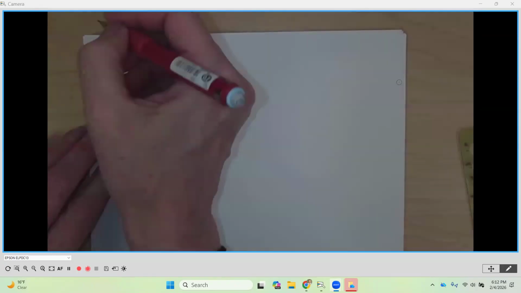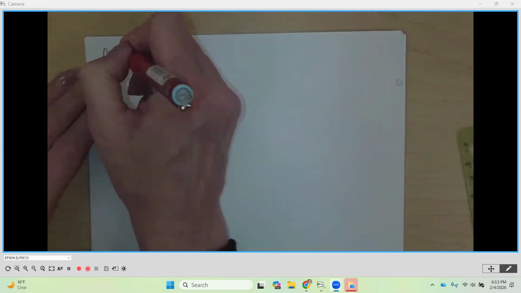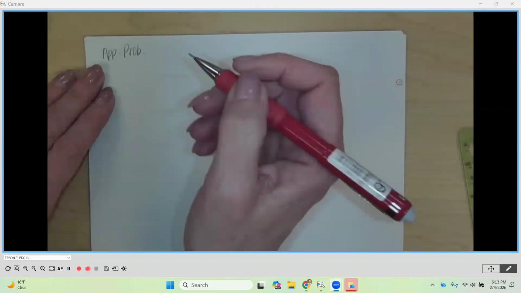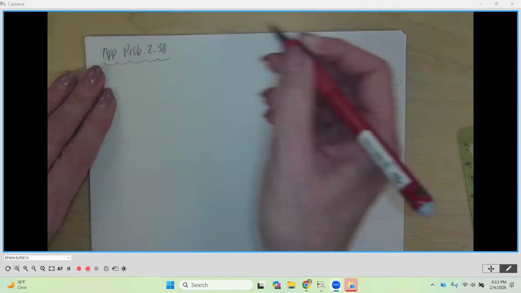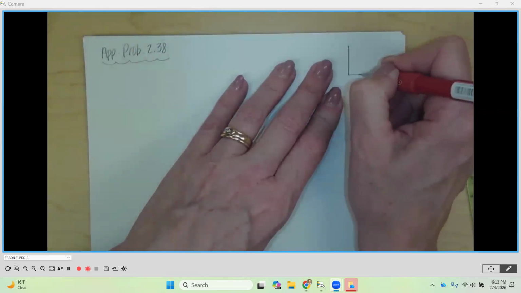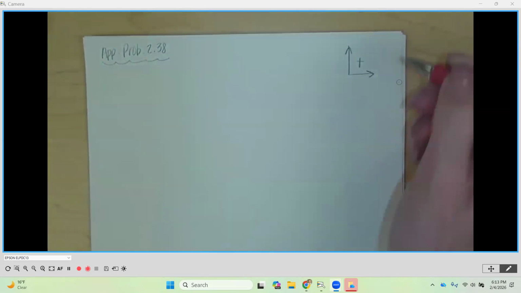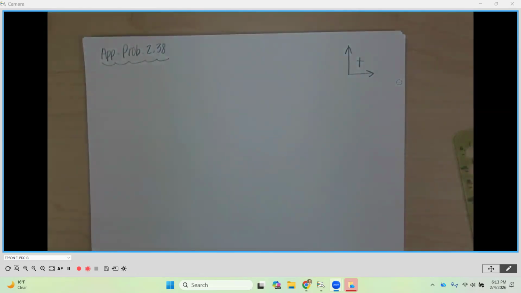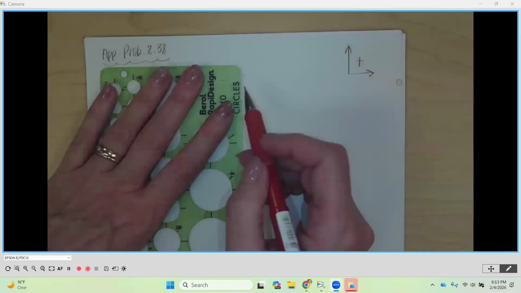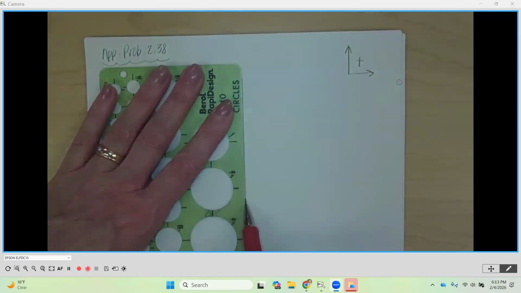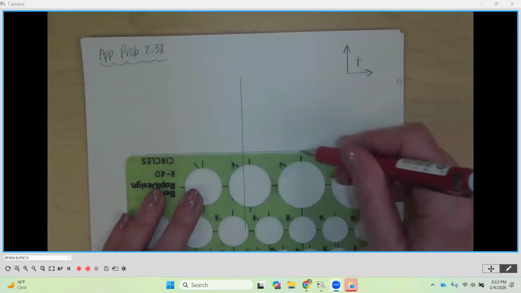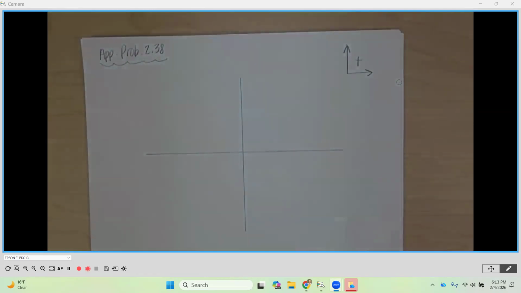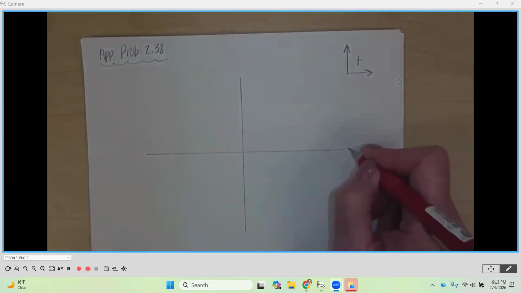And this is application problem 2.38. And right at the top, so I don't forget, I want to put my convention. Everything going to the right and up is positive so that I don't forget to do that. That's very important. And then I'm going to draw my X and my Y axis, again, taking up half the page, nice and big.